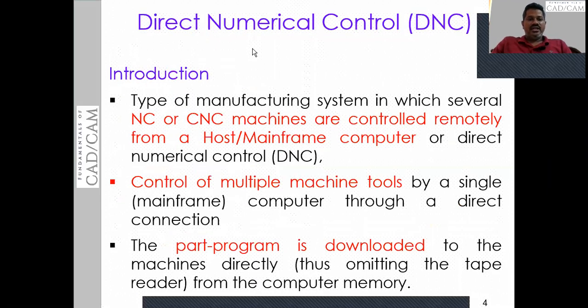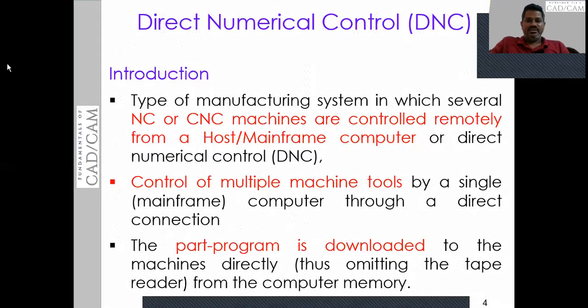When it comes to the introduction, DNC is one type of manufacturing system in which a number of CNC machine tools are connected to a single mainframe computer, which you can call a host computer, having a huge amount of memory to store more programs. We use a single computer to operate a number of machines. In turn, we can call that computer a host or a mainframe computer.